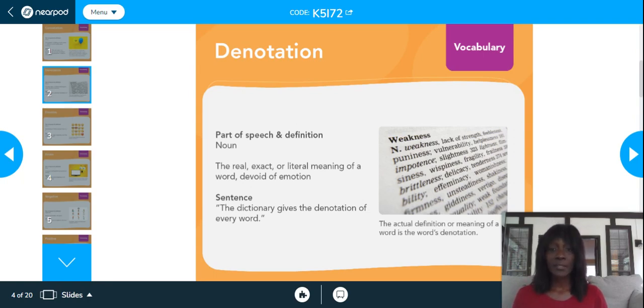Let's look at the sentence. The dictionary gives the denotation of every word. So basically, this is a factual word and has no emotion whatsoever. It's very objective in feeling. The actual definition or meaning of a word is the word's denotation. So we have connotation that evokes feelings, emotions, whether it's negative or positive. And then we have denotation, which is just simply a flat line, or the literal meaning of a word without any emotion.